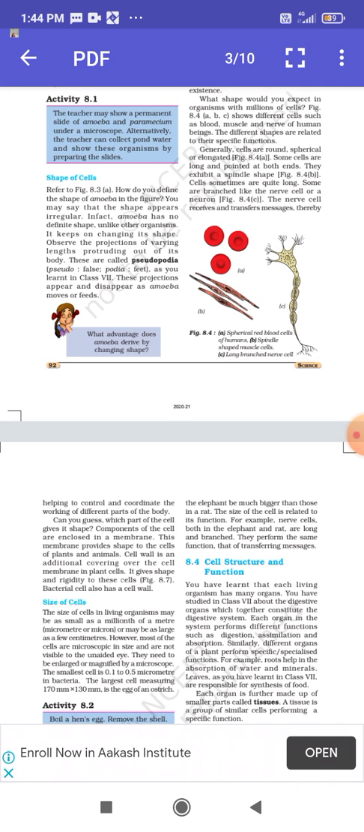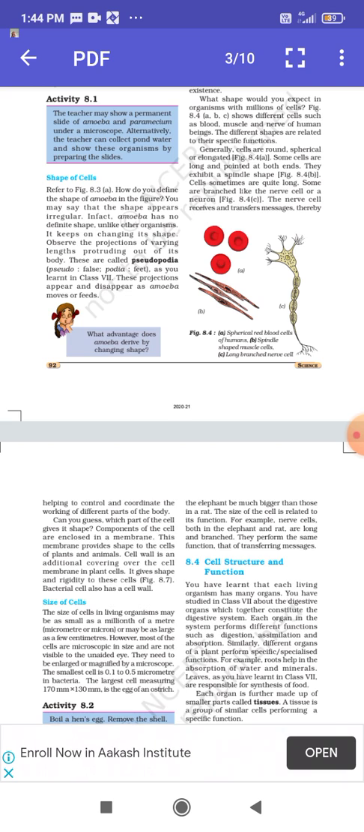Can you guess which part of the cell gives it shape? Components of the cell are enclosed in a membrane. This membrane provides shape to the cells of plants and animals. The cell wall is an additional covering over the cell membrane in plant cells. It gives shape and rigidity to these cells. Bacterial cells also have a cell wall.